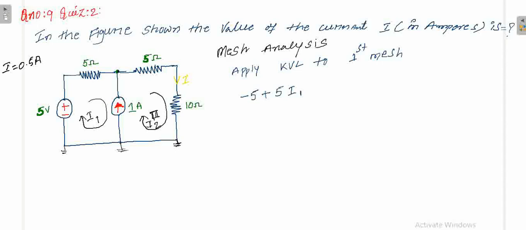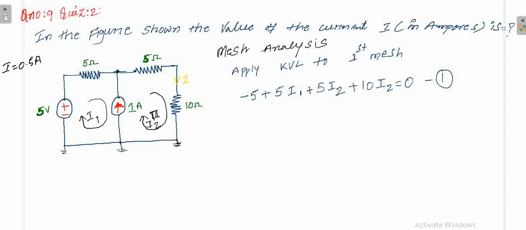For the two meshes, we have to apply it at the same time. So we have applied KVL here. Again we have to apply KVL to this branch. So how much current flows? I2 current flows. So plus 5 into I2 plus 10 into I2, which is equal to 0. This is equation number 1.